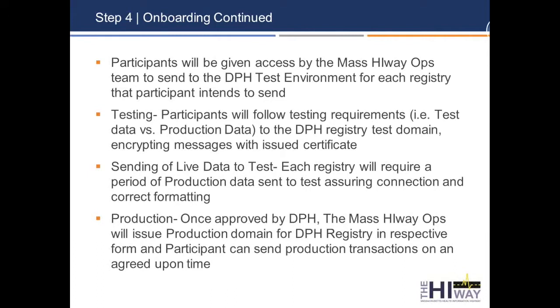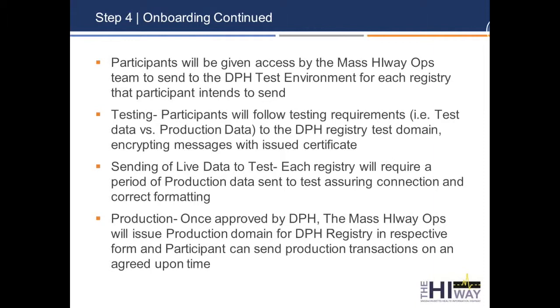Each registry has some slightly different requirements, and we'll get into that a little bit later, around how they'd like to see the data propagated into their test system, whether it be test data first, followed by live data to their test environment, and then eventually migrating that to production. So our testing pattern would be to send from your environment to the test environment of the DPH registry.